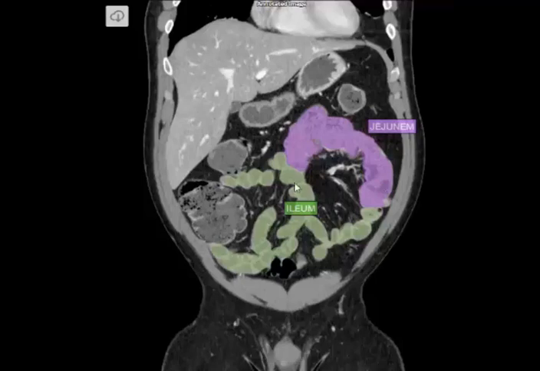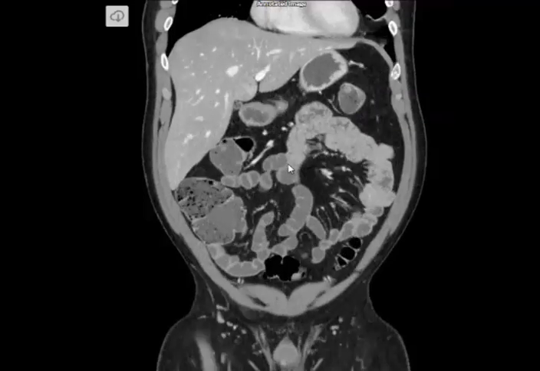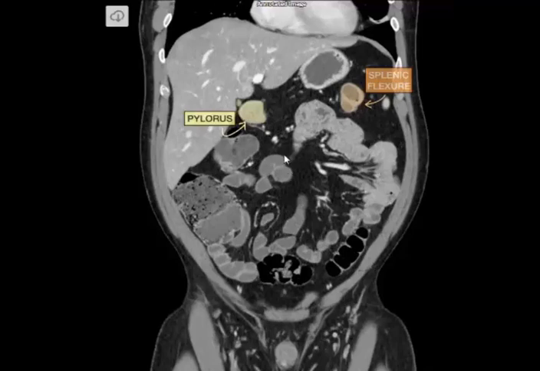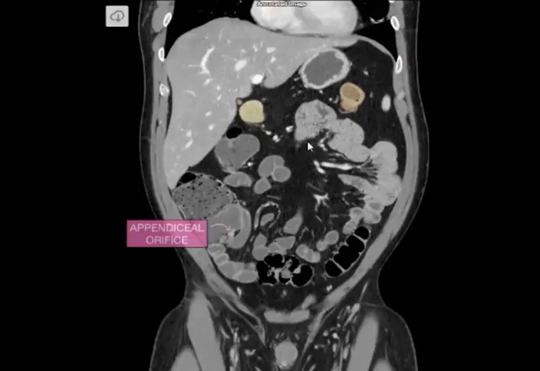Jejunum. This is ileum. Jejunal mucosa. Pylorus, part of the stomach. Splenic flexure. Splenic flexure is the sharp bend between the transverse colon and descending colon of the upper abdomen. This is pylorus, part of the stomach, and this is splenic flexure.